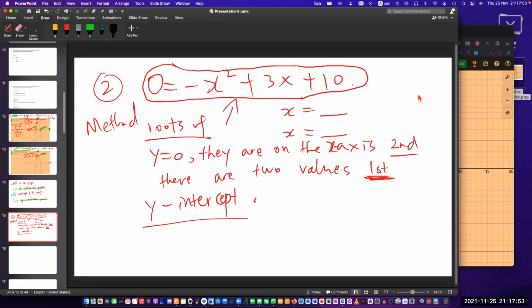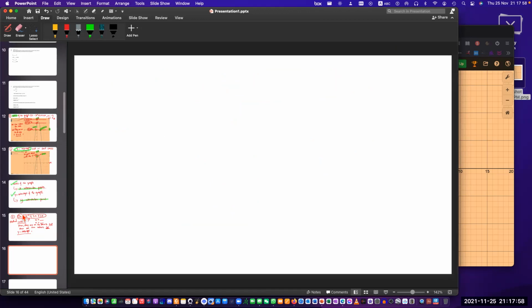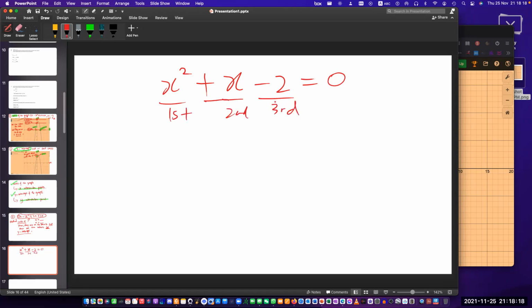So for a 3-term equation, how do you do it? You use factorization. Let me just give you a simple one first. If you are given 1, 2, 3, so this is the first term, this is the second term, the third term. You are given 3 terms and you equate these 3 terms to 0, you can use the factorization method to find out the x value.